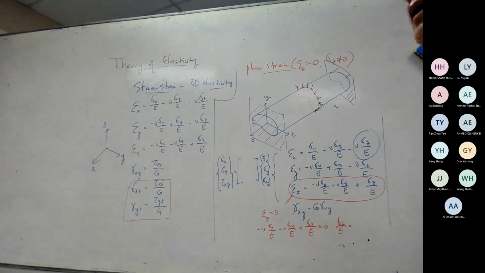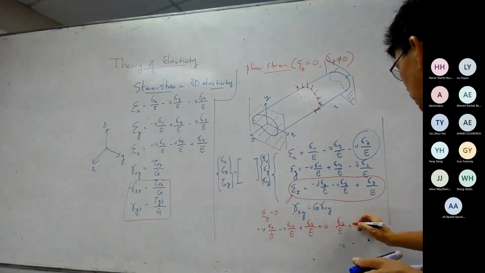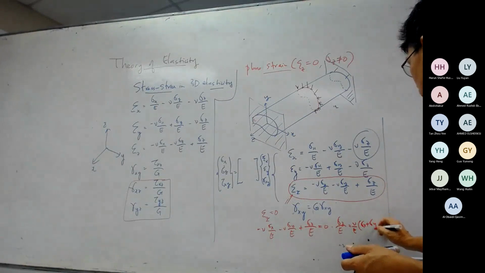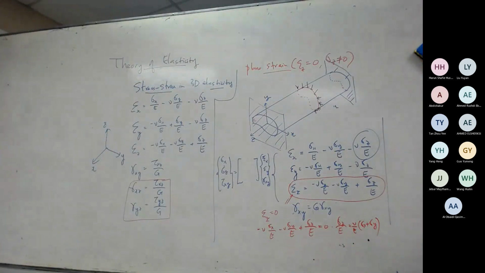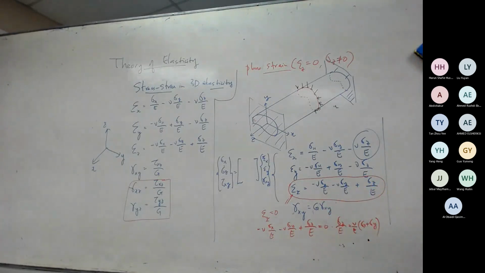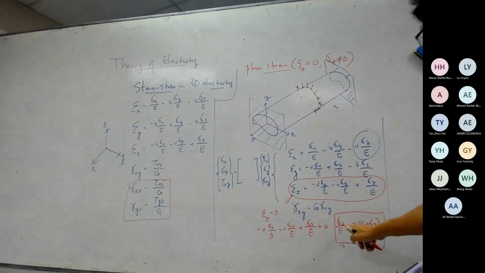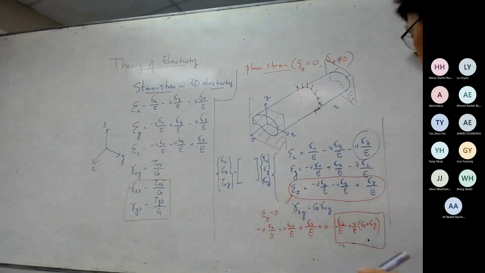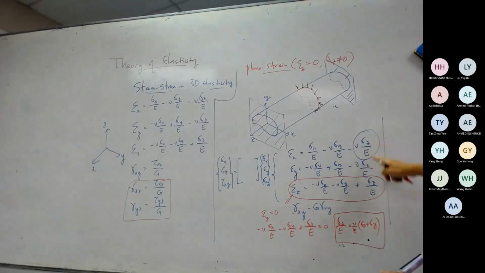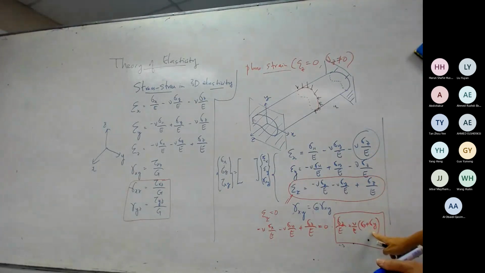equal to, can you still see this? Sigma z over E equal to, then you can get it from here, nu over E times sigma x plus sigma y. And you just bring this to this side. So this is why sigma z is not 0 here. Then this one has to be substituted into here, sigma z over E, which is in terms of sigma x and sigma y only.